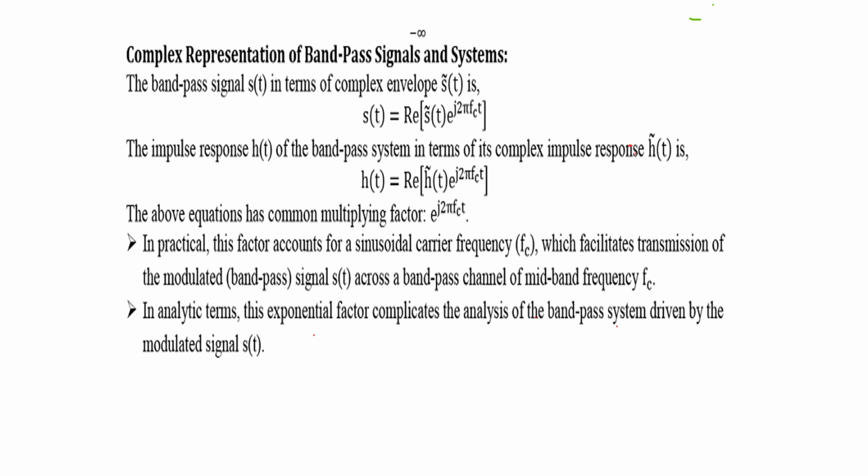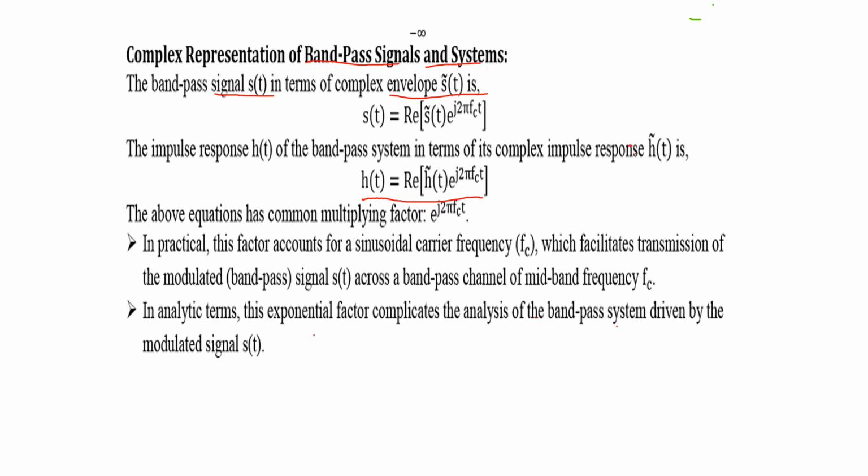Now the next slide depicts the bandpass signals and systems. The bandpass signal s of t in terms of the complex envelope s tilde of t: for s of t we consider only the real part of the signal, since the bandpass signal transmits only the real part. So s of t is equal to the real of s tilde of t into e to the power of j 2 pi fc t. The impulse response h of t of the bandpass system in terms of the complex impulse response h tilde of t can be written as h of t equal to the real of h tilde of t e to the power of j 2 pi fc t.